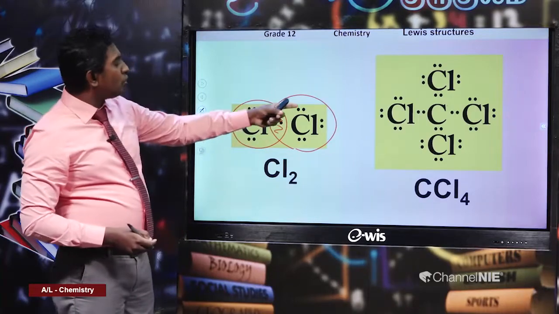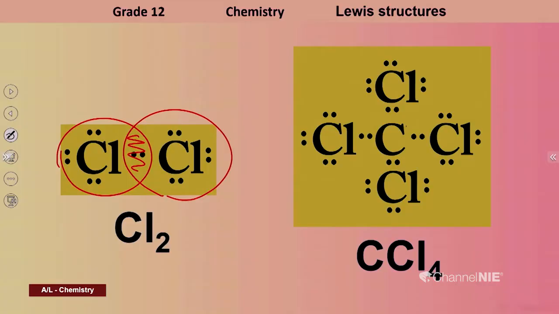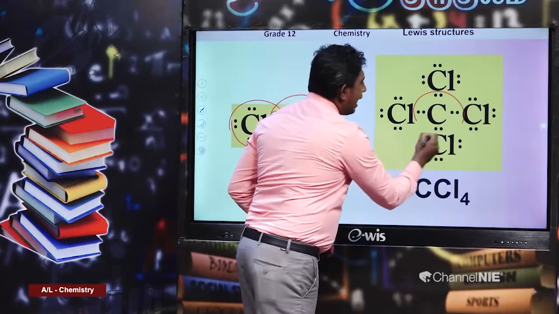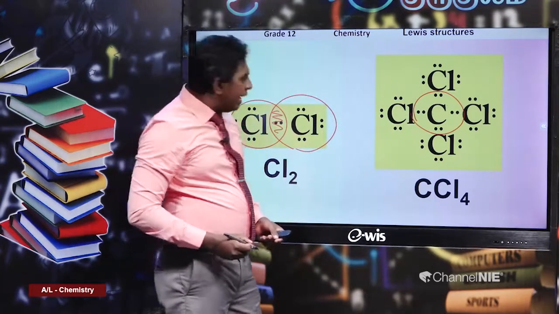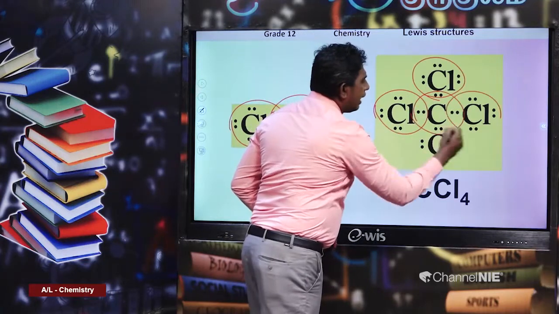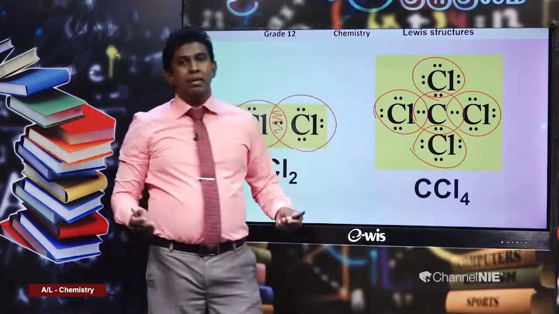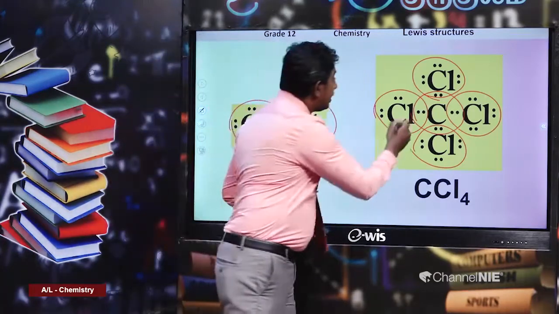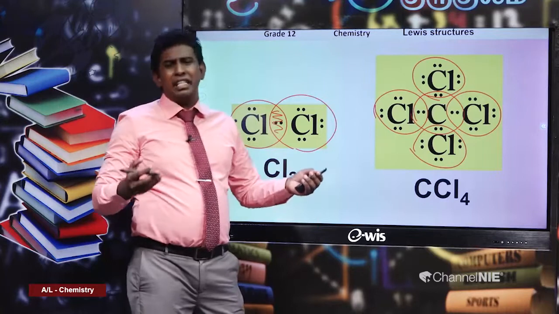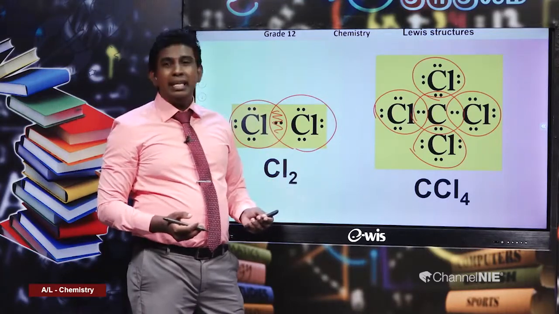Then students, when we go to carbon tetrachloride, it's CCl4. Look at that. The center atom carbon is carrying 8 electrons. Then around this chlorine, this chlorine, this chlorine, this chlorine, these are the terminal atoms. We call them terminal atoms. So those terminal atoms also are carrying 8 electrons.